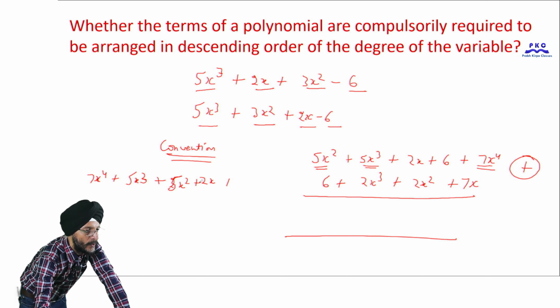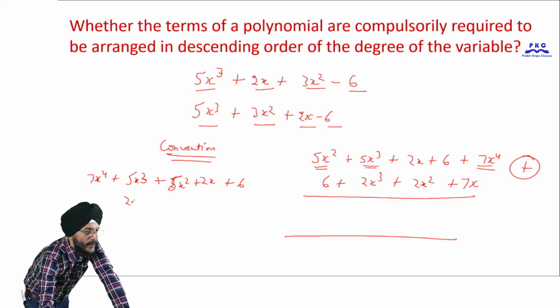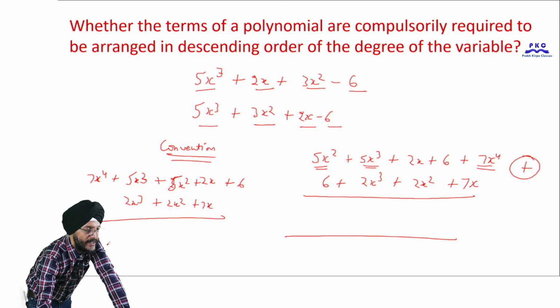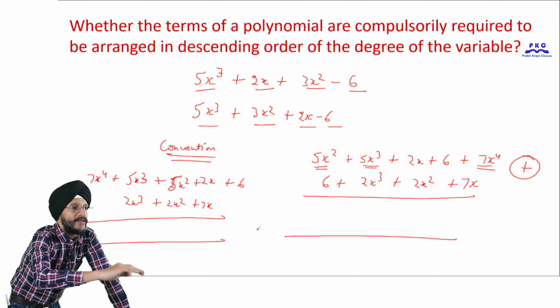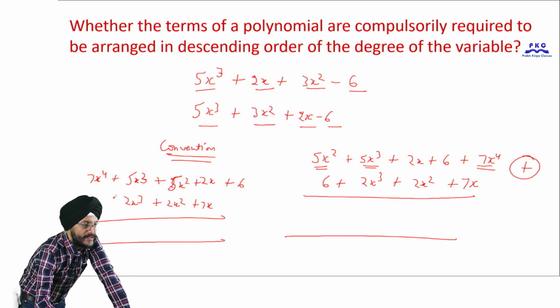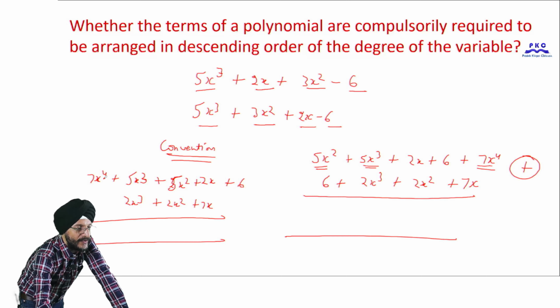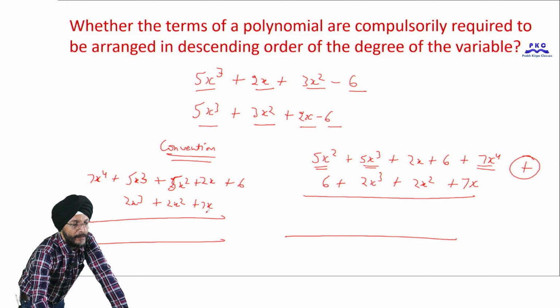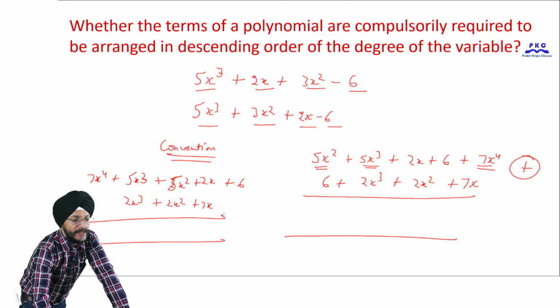Now we will rearrange the other one: 2x cube, 2x square plus 7x. Now we can easily add these. Here the answer is 7x raised to the power 4, here 5 plus 2, 7x cube. It will become 5x square plus 2x square, 7x square. Here it will become 2 plus 7, 9x plus 6.